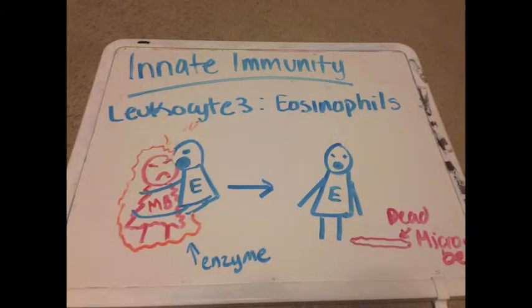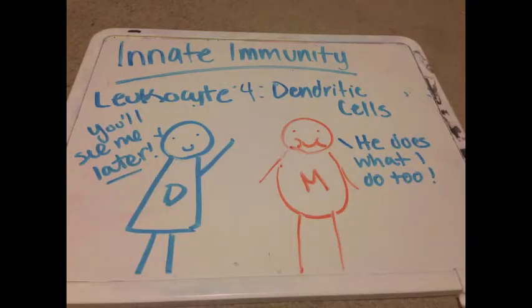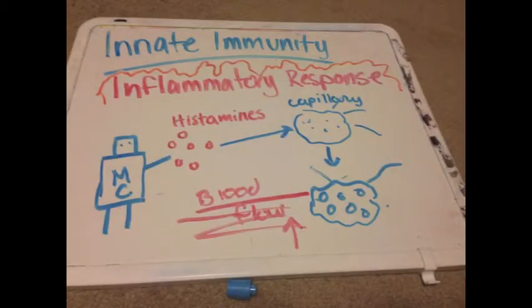Leukocyte number 3 is the eosinophils. Eosinophils attach to a microbe or pathogen and release an enzyme that denatures and destroys the microbe. Leukocyte number 4 is the dendritic cells. They do the same job as the macrophage, but are more important to acquired immunity. You'll see him later.